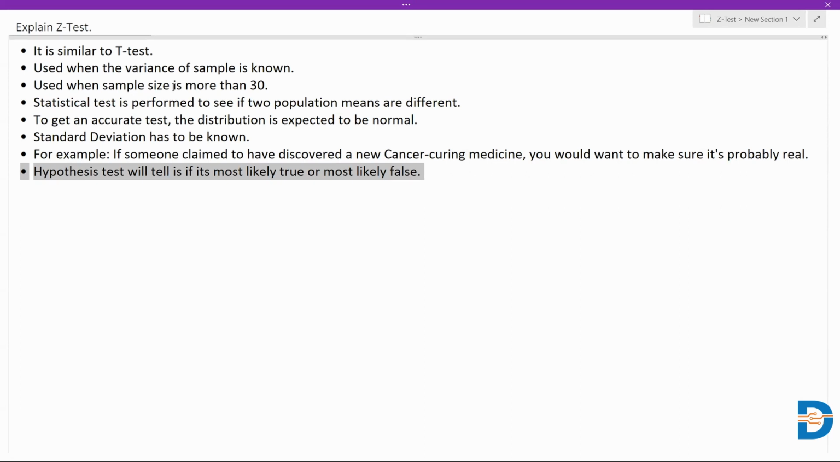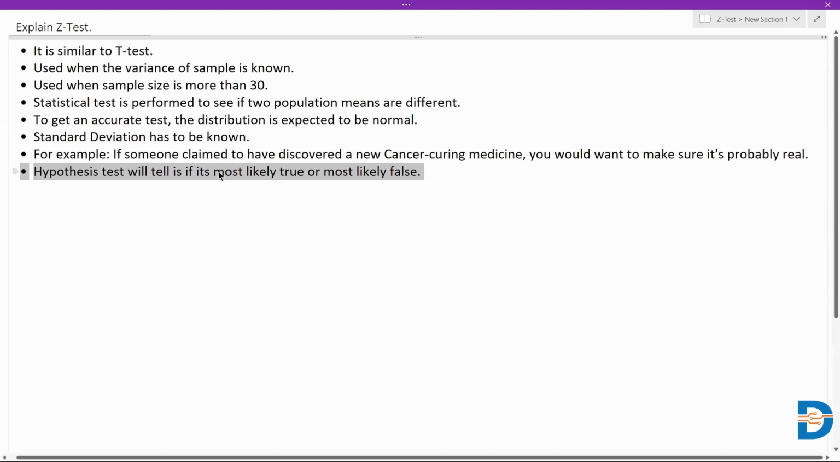We probably get some data from that cancer curing medicine and we get some sample results as well. We try to test it on some subjects and then we would get some results. So we would compare the samples of those two, right? And using the Z-test, when we perform the hypothesis testing, we would get to know if it's actually true or not.